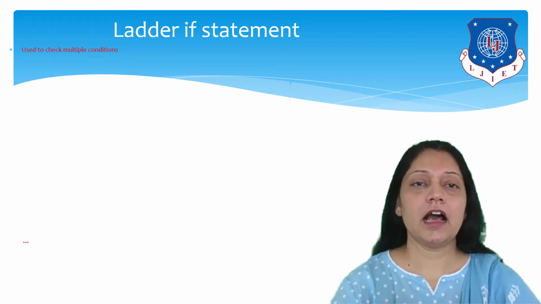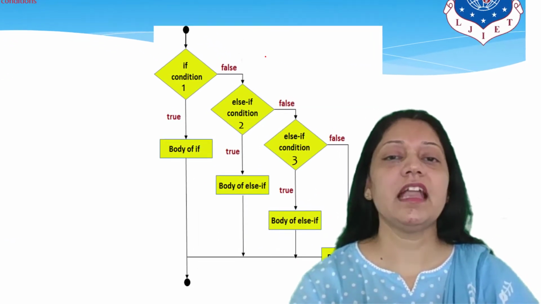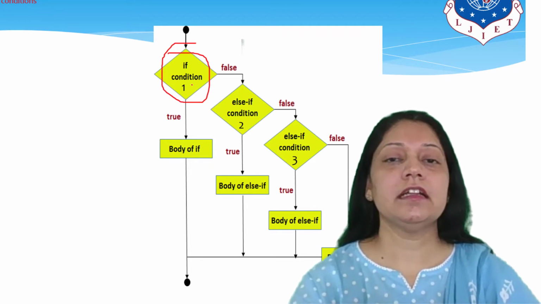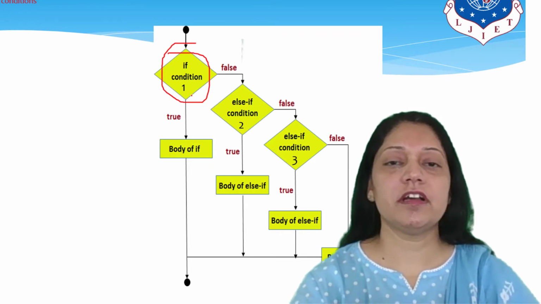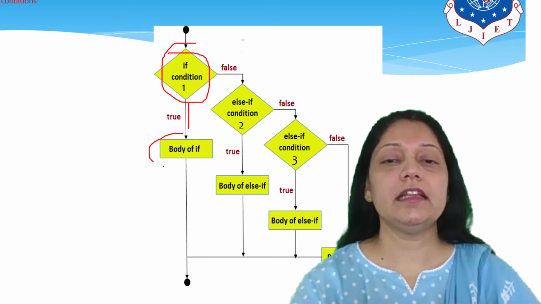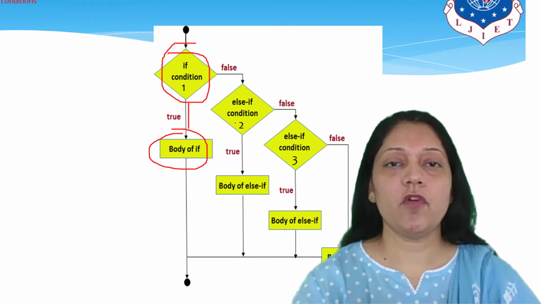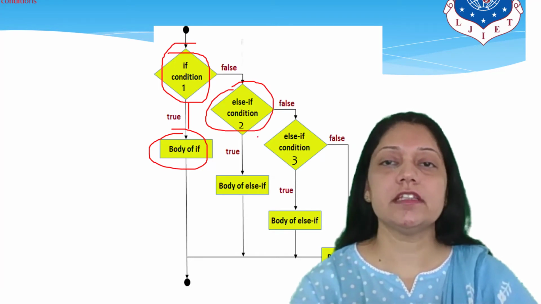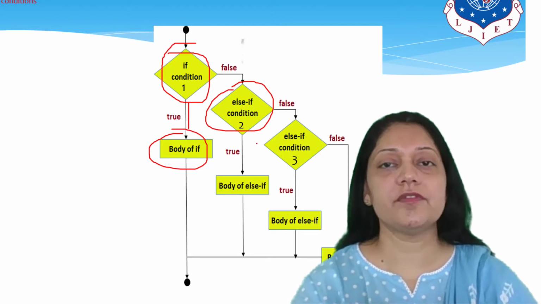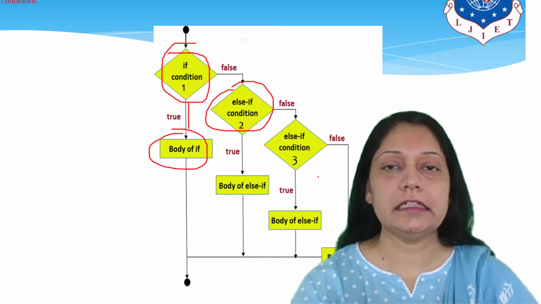Let's understand how the conditions are being checked in ladder if using a diagram. As seen in this diagram, first it starts with condition 1. Condition 1 is checked whether it is true or false. If it is true, then the body of the if statement is executed. But if it is false, then it checks for the second condition. If the condition is true, again the body of the else if is executed. If false, then it checks for the third condition.